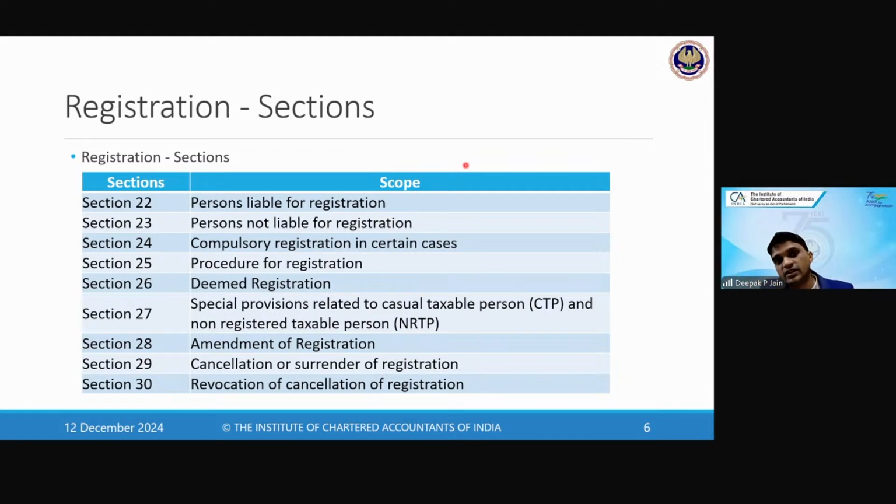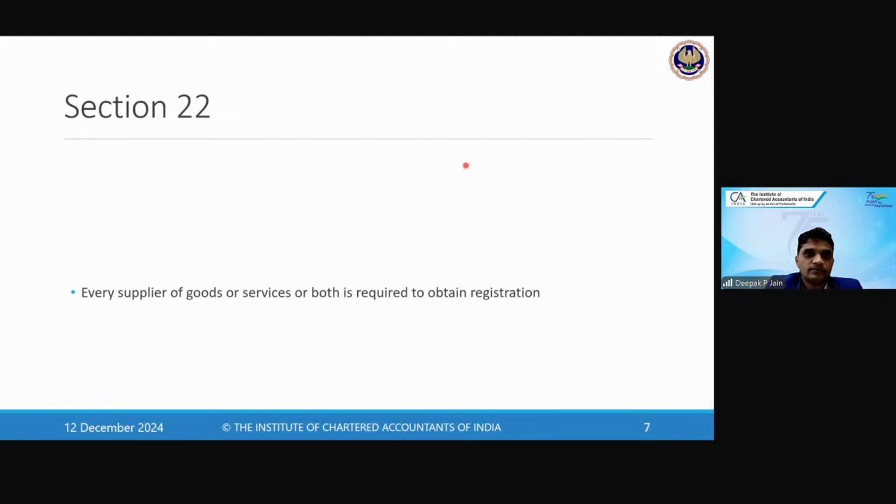And then section 30 says revocation of cancellation of registration. Your registration which is cancelled can get revoked. That is revocation of cancellation of registration. So these are the provisions which we will deal with.